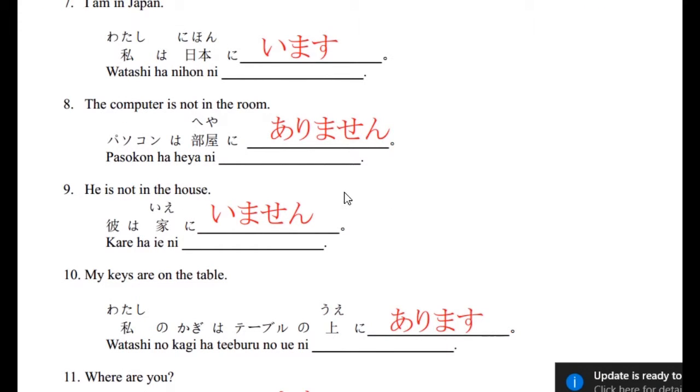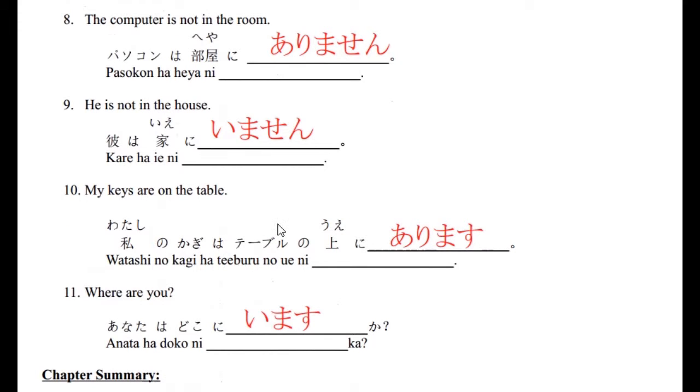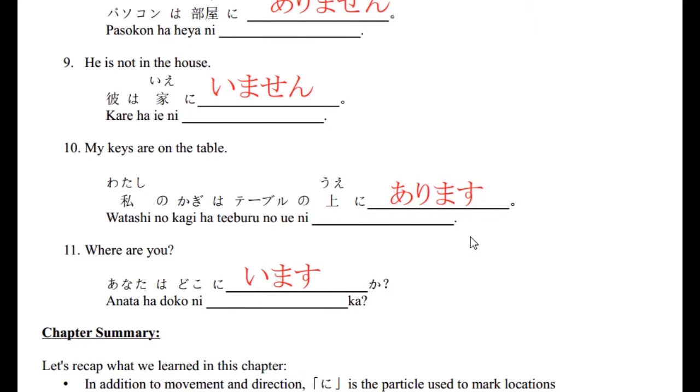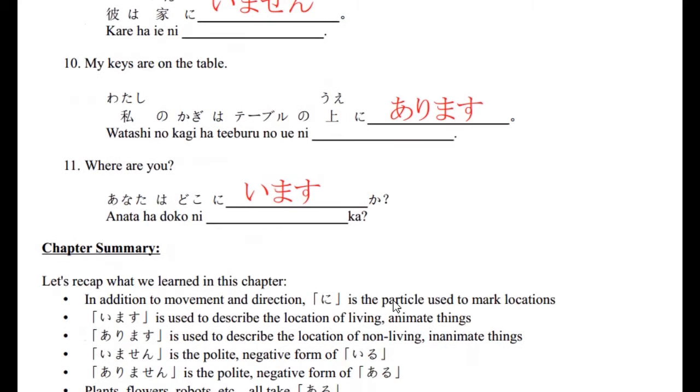All right, number 9. He is not in the house. 彼は家にいません。So again, we have the negative form of いる because we're talking about he, a living animate thing. And number 10. My keys are on the table. 私の鍵はテーブルの上にあります。And number 11, where are you? あなたはどこにいますか？Where are you? Alright, so that's going to do it for today.